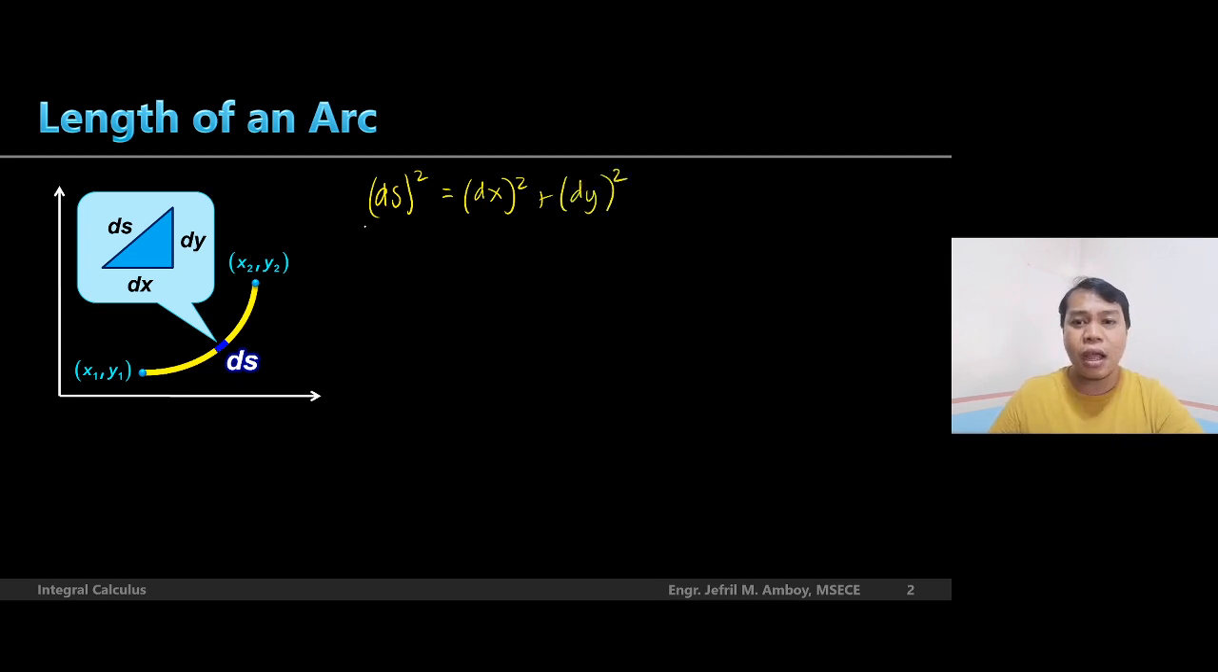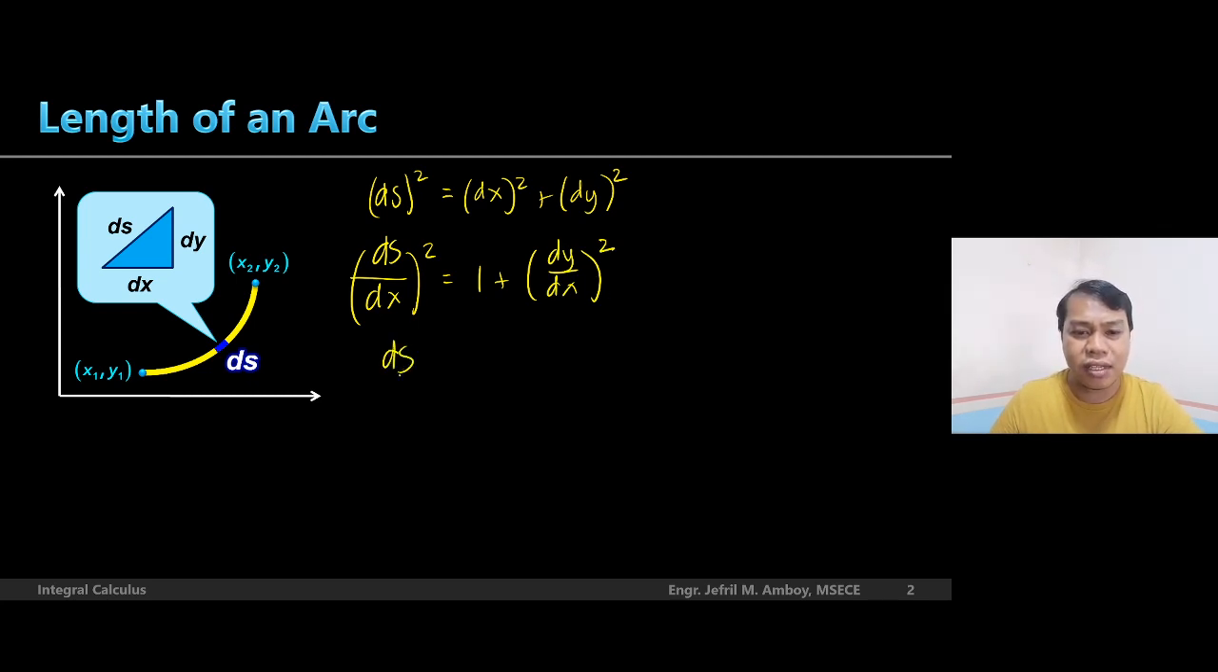And then, let's divide both sides by dx. Sir, bakit po dx yung ginawa mong pan-divide? Wala lang, para magkaroon ka ng dy over dx, which is the first derivative of the function, no? So, if I divide both sides by dx squared, I will have (ds over dx) squared equals 1 na lang plus, dito magkakaroon ako ng (dy over dx) squared. Okay? So, I can get the square root of both sides.